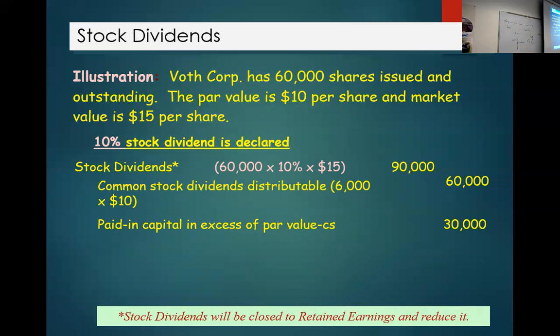So this one is 90,000. How did we get the 90,000? We took the stock dividend shares times the market price. This is 6,000 times 15. This is 6,000 times 5. How do we get the 6,000? 60,000 shares times 10%.